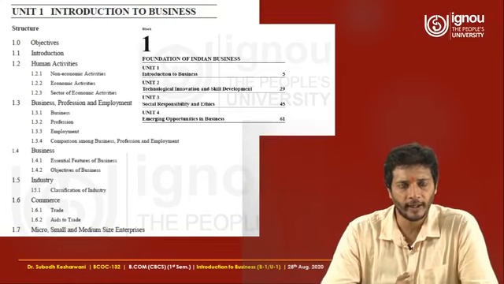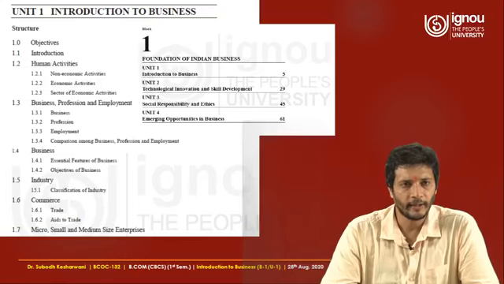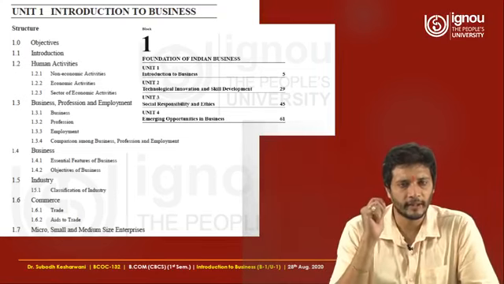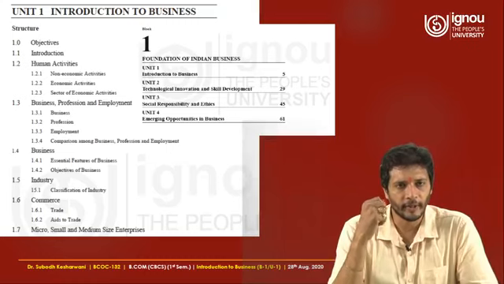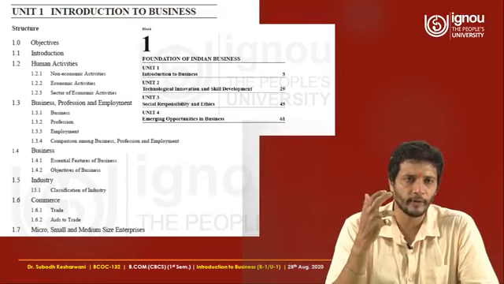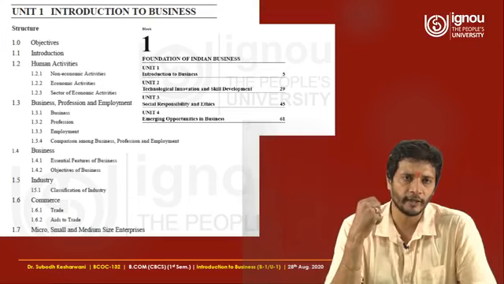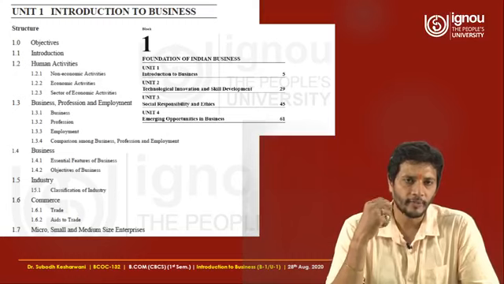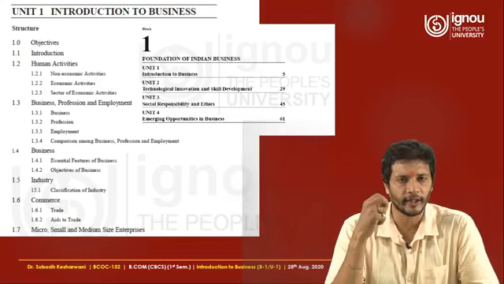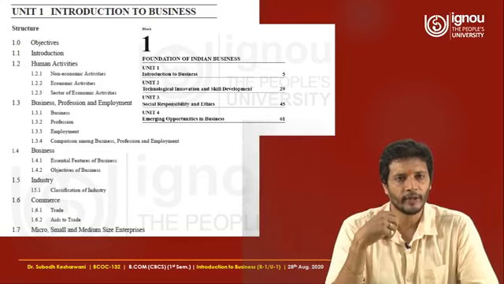Anyway, we are going to talk on certain things today. We are going to talk on human activities, then business, profession, and employment, then business, industry, and commerce, and then MSME, the micro, small, and medium sized enterprises. The talk I am going to deliver today is an introduction to business. And we already have 2-3 other chapters which focus on technological innovation and skill development, social responsibility and ethics, and emerging opportunities in business. These are the ways by which things are changing.